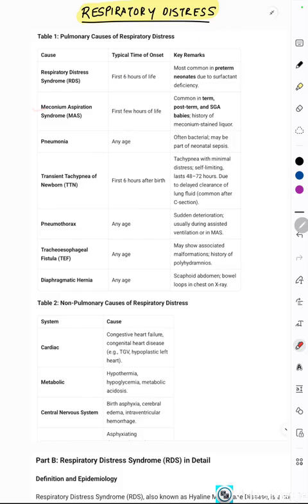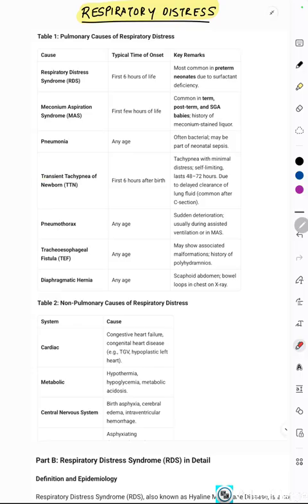Otherwise, there is meconium aspiration syndrome, which is found in the first few hours of life. It is most common in postterm infants or small for gestational age babies, and there is always a history of meconium stained liquor. Apart from that, there is neonatal pulmonary alveolar proteinosis, where there is a history of siblings being affected. Pneumonia is seen at any age, is often bacterial, and may be part of neonatal sepsis.